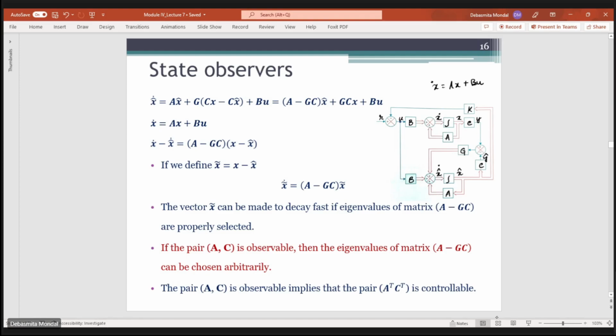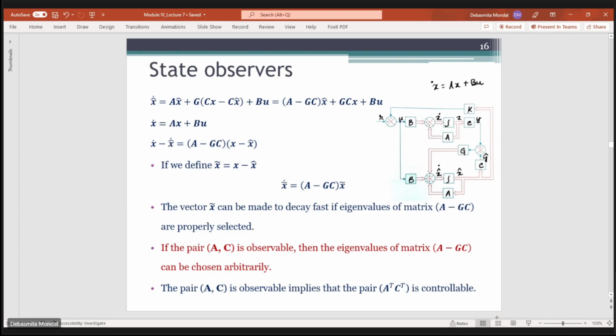And we already know that x dot is equal to Ax plus Bu. So if we take the difference of these two equations, you will end up with x dot minus x hat dot is equal to (A minus GC) into (x minus x hat). Now if you define this x minus x hat as another vector, x tilde, then you can write x tilde dot is equal to (A minus GC) multiplied by x tilde.